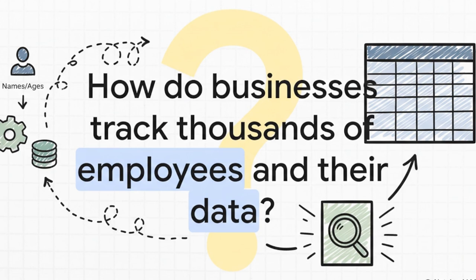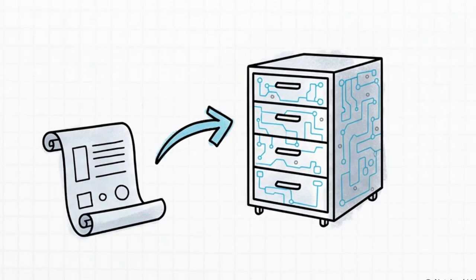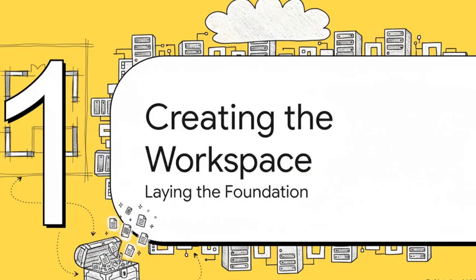How do you possibly track thousands of people, all their names, their roles, their salaries, in a way that's fast, super reliable, and actually easy to search? Well, the answer is a database. And a great way to think about it is like a super organized digital filing cabinet. The language we'll use to build and manage this whole thing, the instructions for every single action, is called SQL. Okay, let's dive right in.